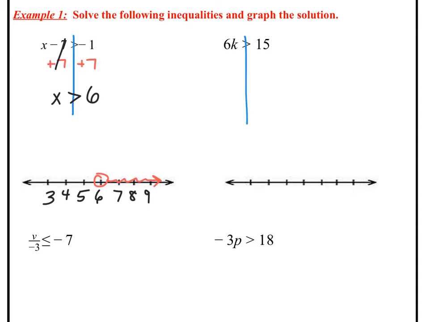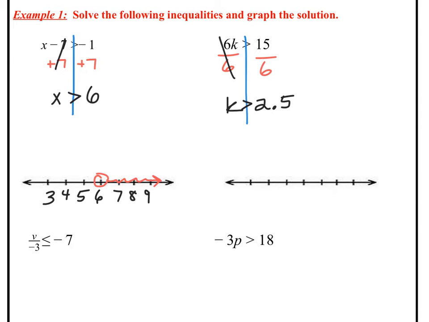The next one we see 6k is greater than 15. Again, we're just solving like we did before. I see multiplication, so to undo that, I will divide by 6 on both sides. This cancels out, so that I have whatever 15 divided by 6 is, and I know this kind of breaks the rules of what I've been teaching you, but we're going to go ahead and use a decimal. You can check it in your calculator. 15 divided by 6 is 2.5.